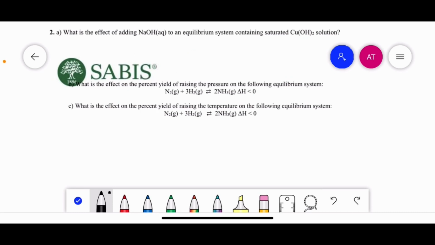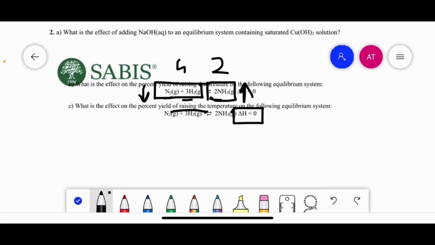They then ask what is the effect on the percent yield of raising the pressure on the following equilibrium system. So increasing the pressure, as I said, favors the side with the lower number of gaseous moles. Here we have 3 plus 1, so 4. Here we have 2, so increasing the pressure favors the forward reaction, so the concentration of NH3 increases while the concentrations of N2 and H2 decrease. The temperature favors the endothermic side of the reaction. But here we know that the forward reaction is exothermic, so it favors the backward reaction in this case. So H2 and N2 increase while NH3 decreases.